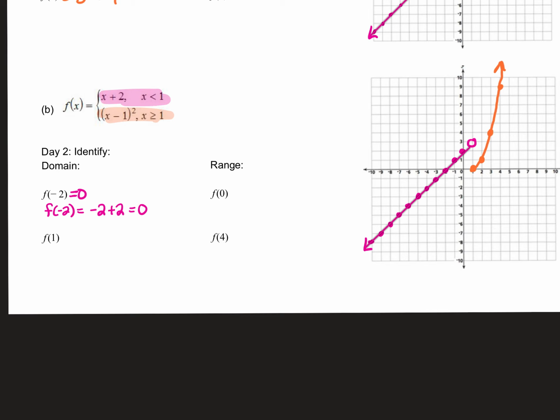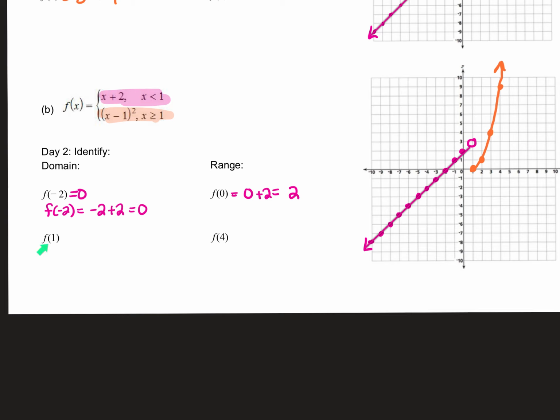Okay, what about f of 0? So let's try using the equation first, and then we'll verify on the graph. Is 0 less than 1? Yes, it is. So I'm going to use that top equation, x plus 2. So I'd plug in 0 for x plus 2, and that's going to give me 2. Now I can verify that on my graph, right? So when x is 0, my output is right here at 2.